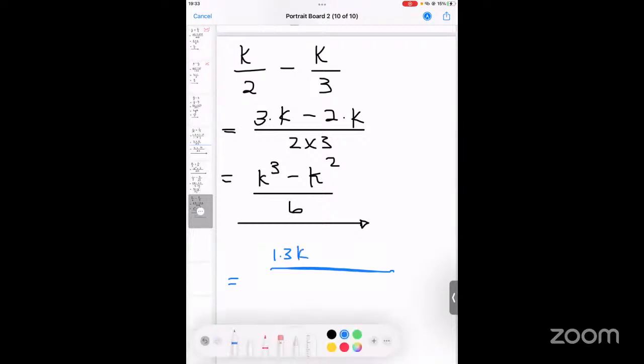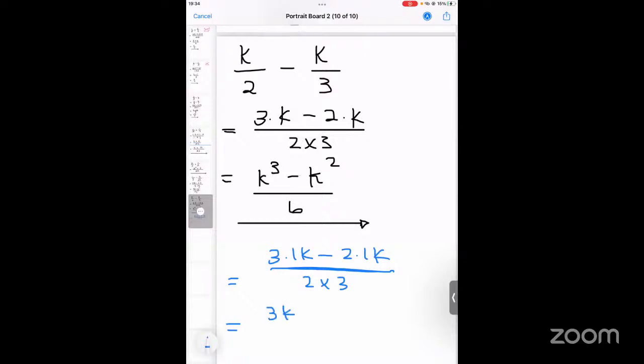Okay, maybe let me rewrite it differently. So it's more like you are saying 3 multiplied by invisible 1k, and then minus 2 multiplied by 1k, multiplied by invisible 1k. And then the denominator is 2 times 3. So then I got 3k minus 2k over 6.